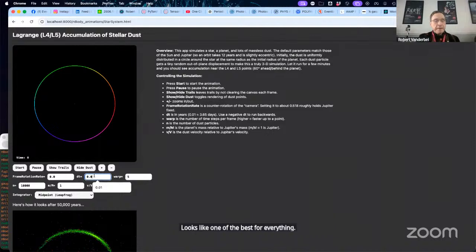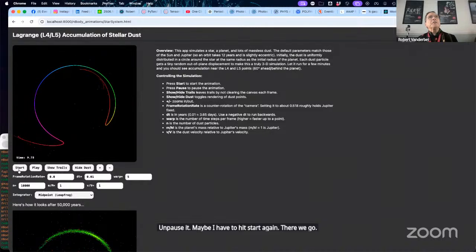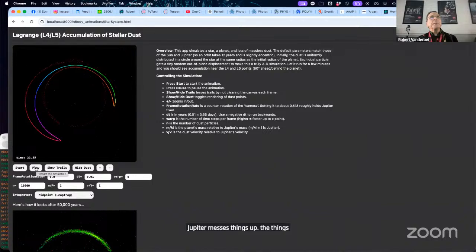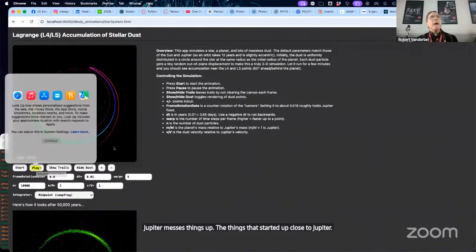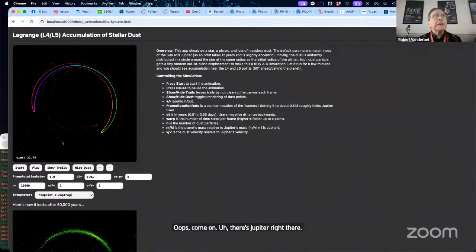But now if I make this back to a small time interval and unpause it, maybe I have to hit start again. There we go. Jupiter messes things up. The things that started out close to Jupiter, come on. There's Jupiter right there. That's the sun, and everything else you see is dust.